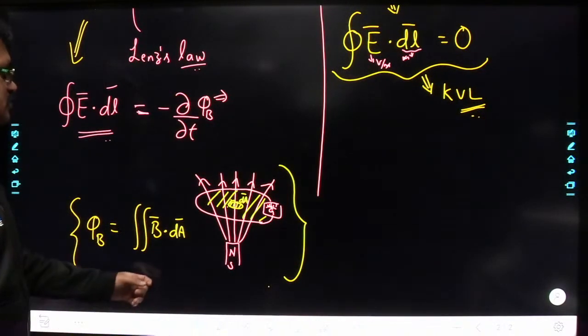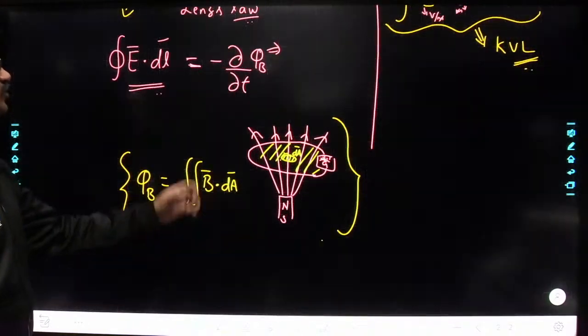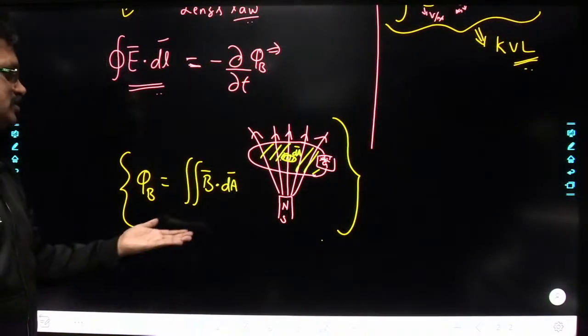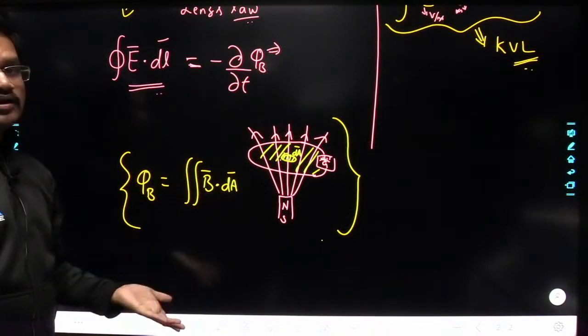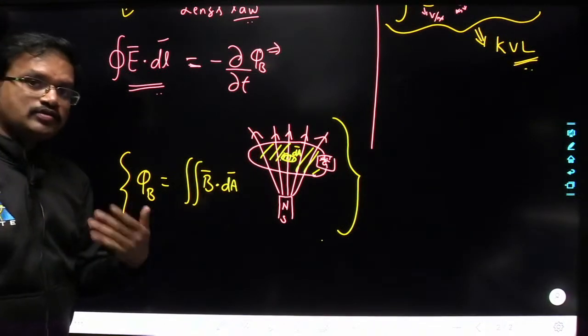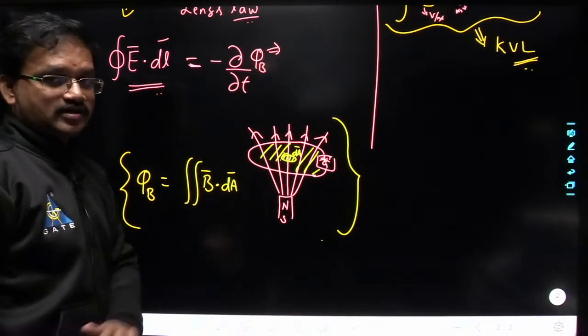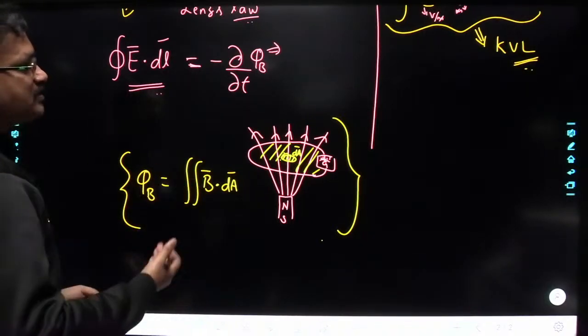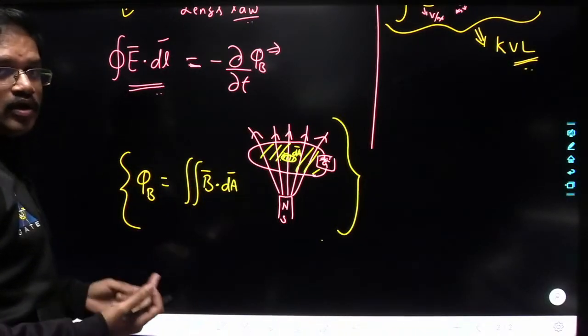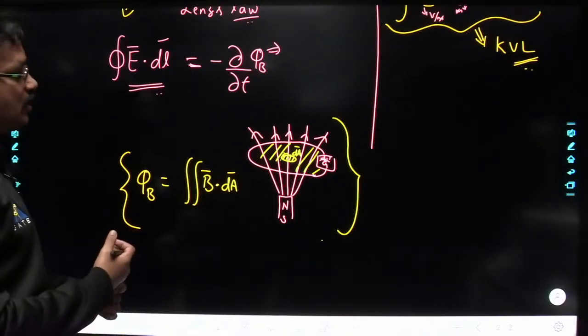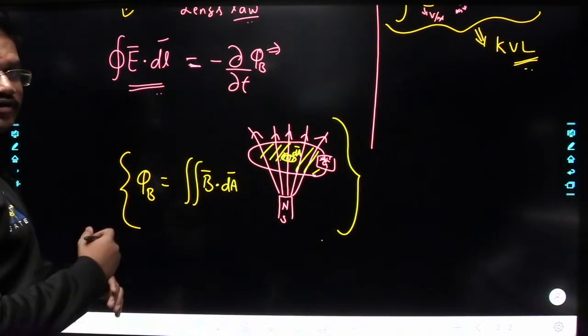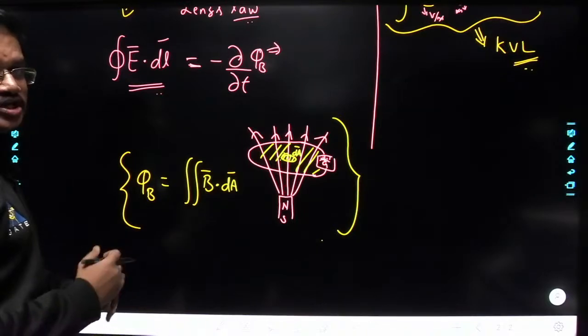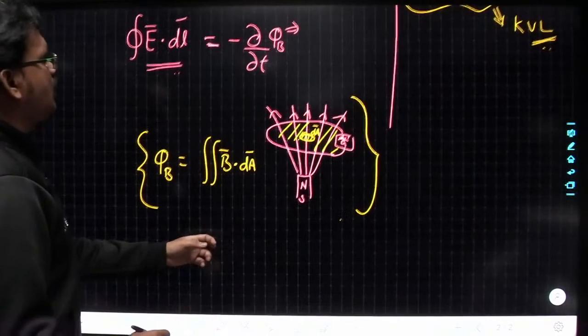Now just substitute here. In place of phi b, substitute the double integral of B bar dot dA bar. We are trying to give the mathematical representation of Faraday's law. You have to observe how we are developing this mathematical representation. We have learned the concept, and now we are developing its mathematical representation also.